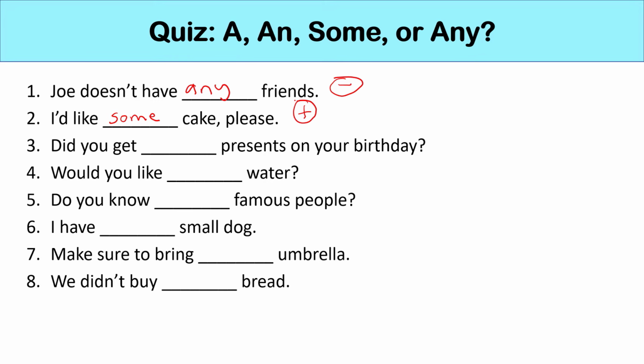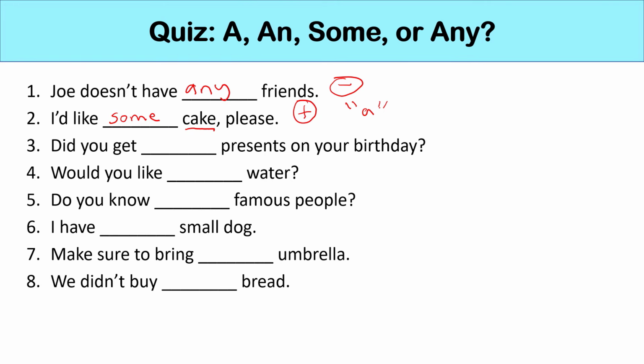Now, you might be confused about this word cake, and you might wonder, could we put I'd like a cake? And that would also be correct. If you wanted a cake, you would want the complete cake. If you say I'd like some cake, you want a piece of that cake.